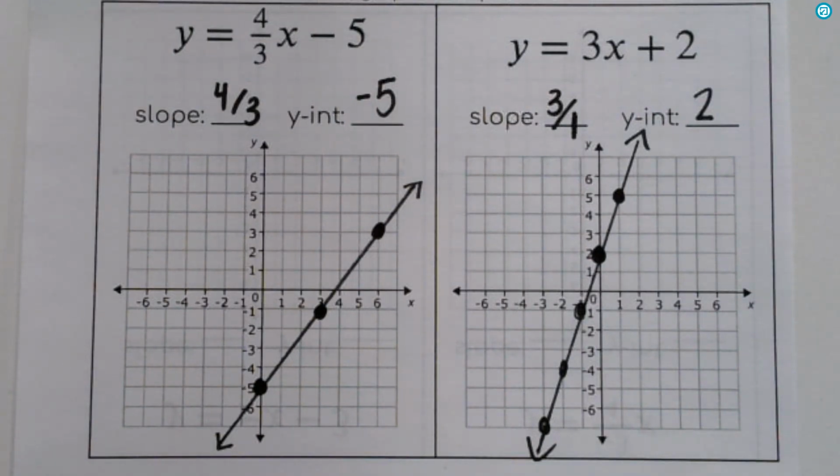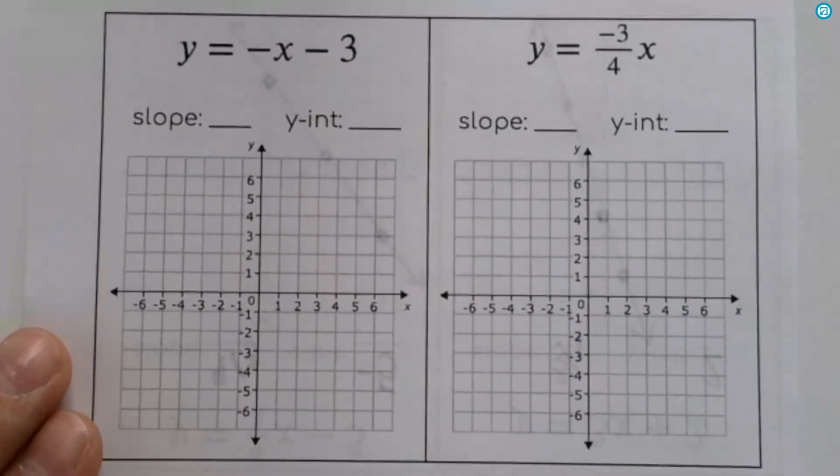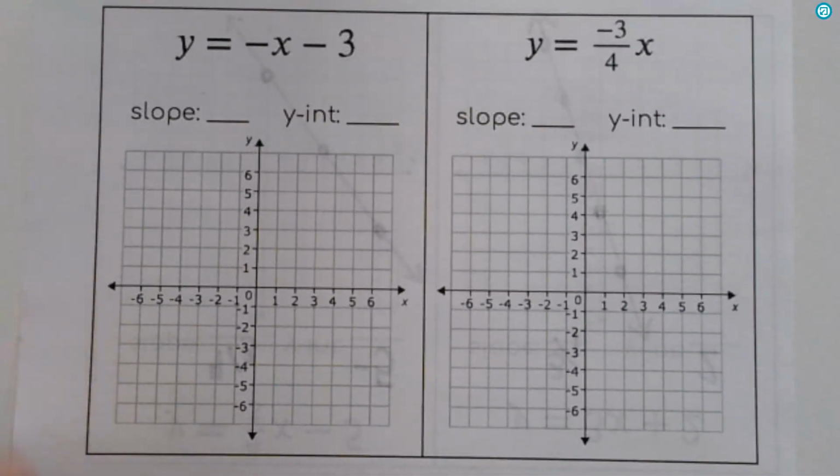Okay, any questions right now? Okay, flip this over then. We got 2 more on the back. Next one we have is y equals negative x minus 3. What is my slope in this one?